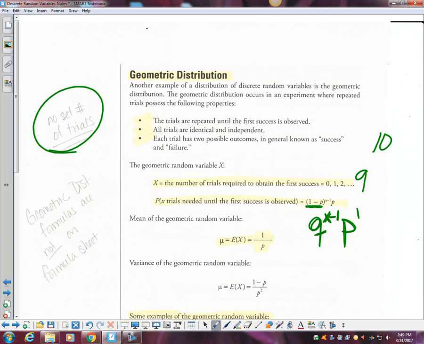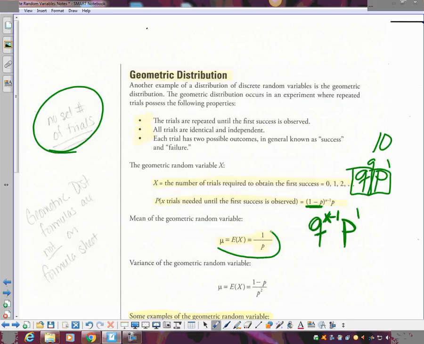The mean of a geometric random variable, this is not on your formula sheet, and you do need to know it. So that is something you're going to have to memorize. Mu, which is the expected value of a geometric distribution, is 1 over p.